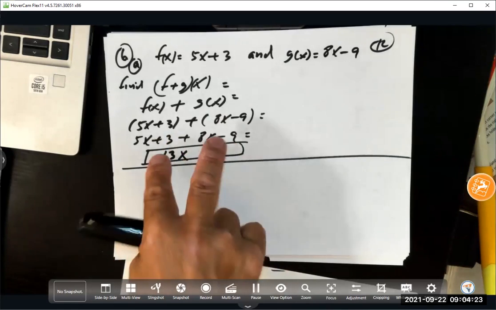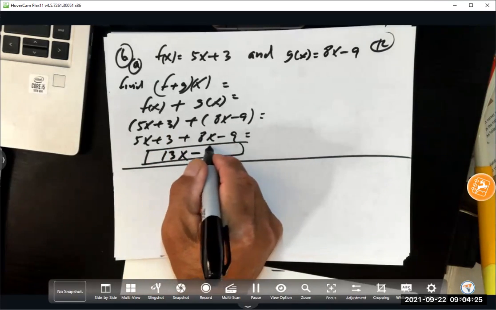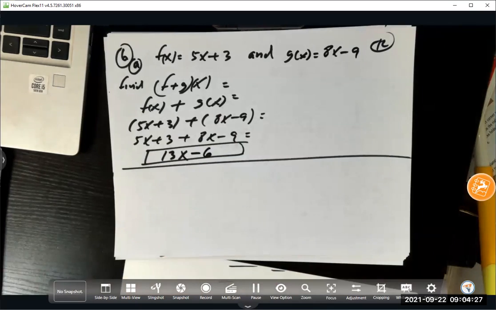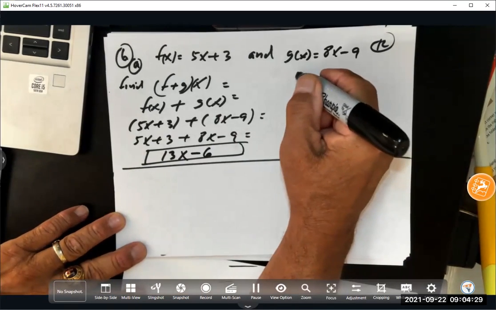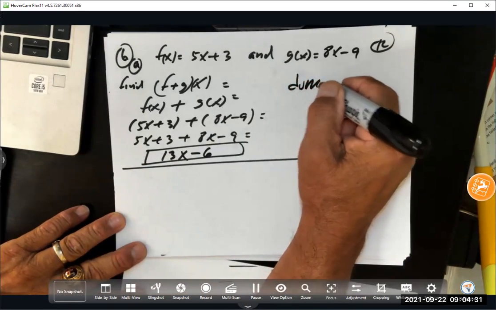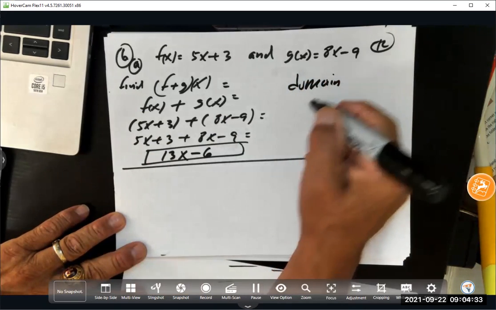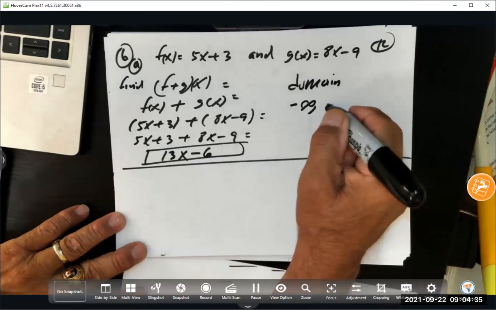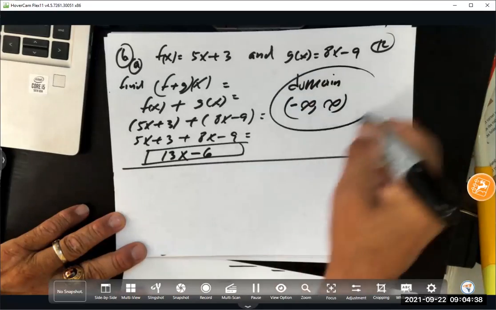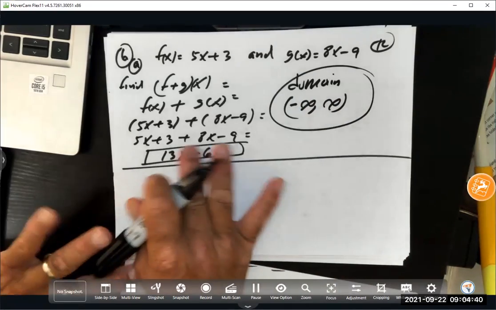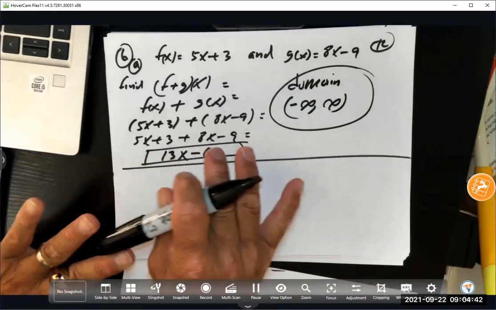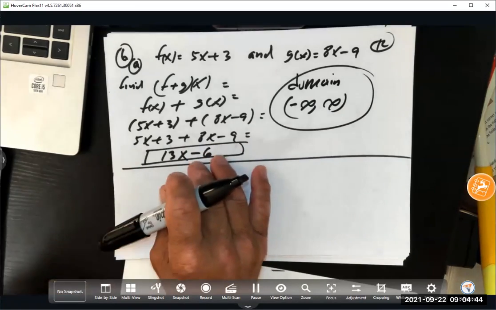13x minus 6. All right, so I got my answer right. So they're going to ask you this other question. I'm just going to give you the generic answer. They ask you, what is the domain of this? Are you going to say minus infinity to infinity? In other words, I can put any number in here, it works. If I put 7, 12, 13, it works. It doesn't give me division by 0 or square roots of negatives.